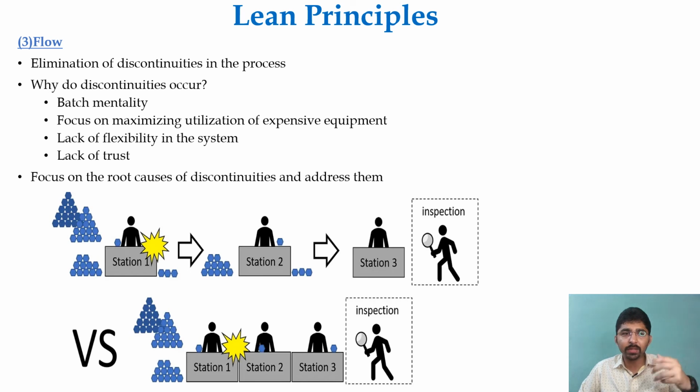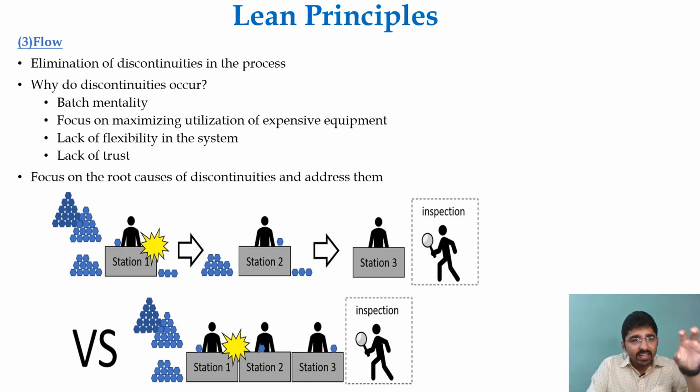It could be due to the batch mentality. Second, a focus on maximizing the utilization of expensive equipment. The third could be the lack of flexibility in the system, lack of trust. So we focus on the root cause of discontinuity and address them. In lean, we need to identify which step, which process, is not helping a continuous flow. When you see my chart, there is station 1, station 2 and station 3.